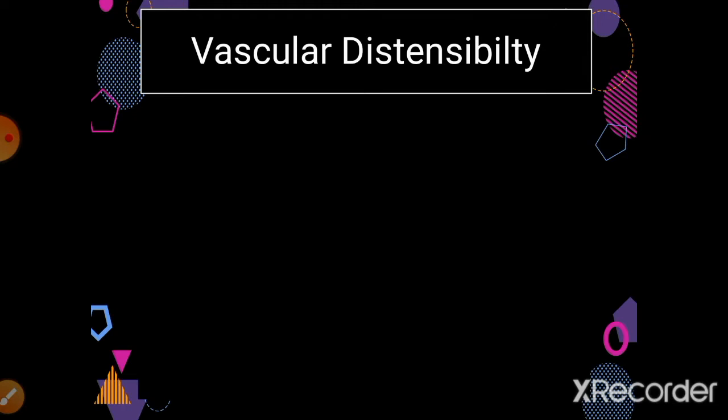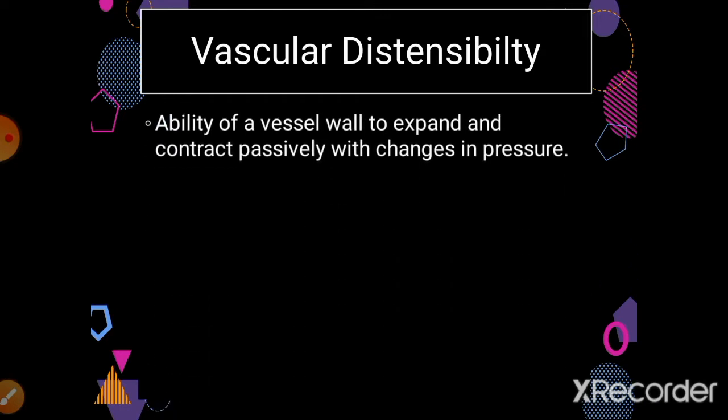Distensibility is the ability of any vessel to stretch or distend when pressure is applied. So, looking at the definition of vascular distensibility, it is the ability of a vessel wall to expand and contract passively with changes in pressure.